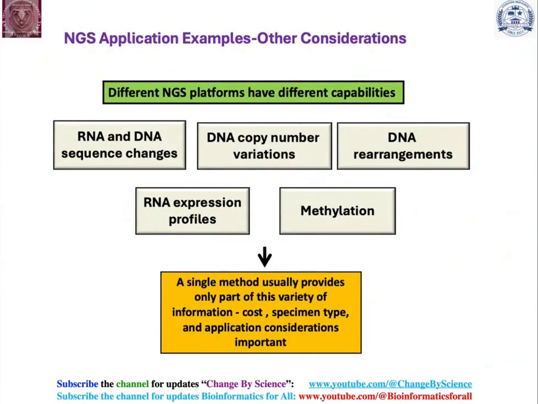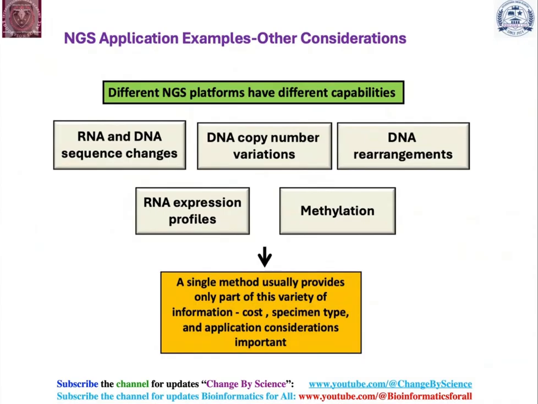NGS application examples in terms of other considerations or perspectives. Different NGS platforms have different capabilities. RNA and DNA sequence changes, DNA copy number changes, variations, DNA rearrangement, RNA expression profiling or transcriptome profiling, and then methylations are easily carried out and frequently carried out.